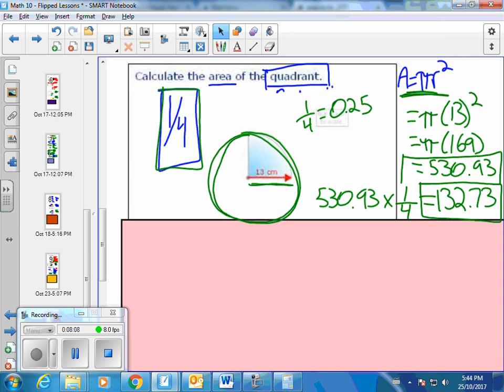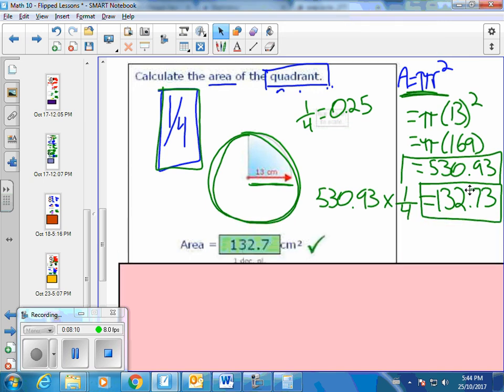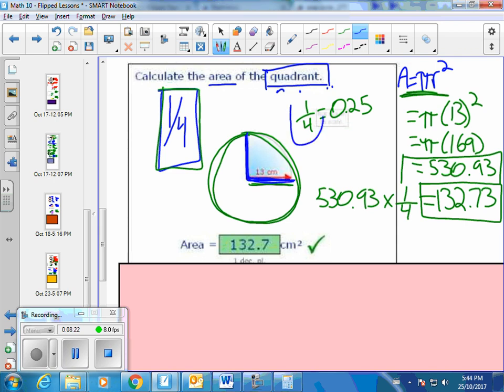So if I check my answer, 132.7. Perfect. So remember, anytime you have part of a circle, you're going to be multiplying whatever that fraction is times your total circle area.